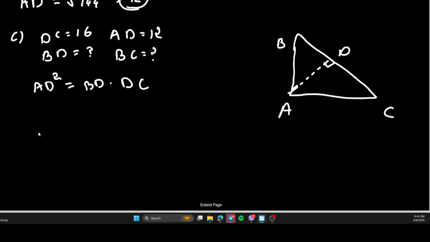I'll just plug in the numbers. AD squared equals, you know AD, now 12 squared equals BD times 16. And so BD equals 144 divided by 16, which is, 144 divided by 16, 9. Okay, it's 9.